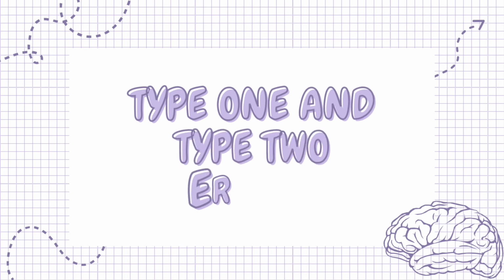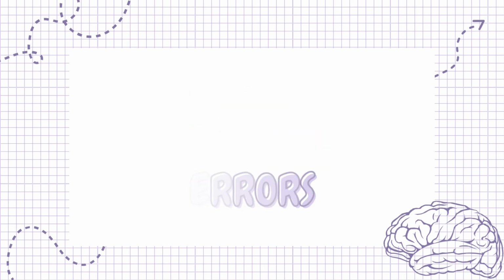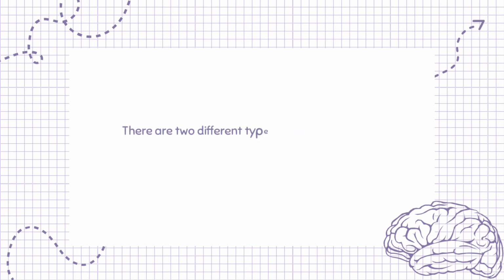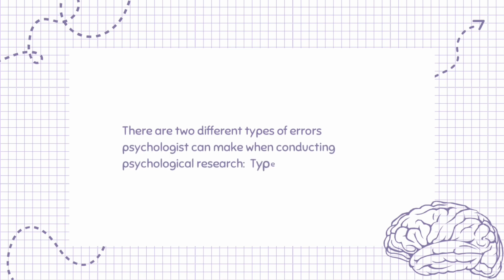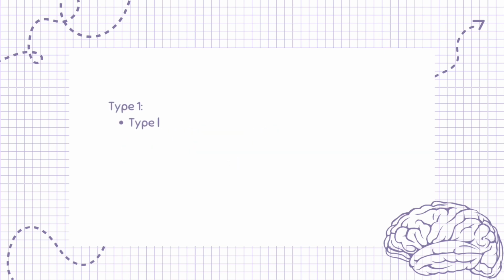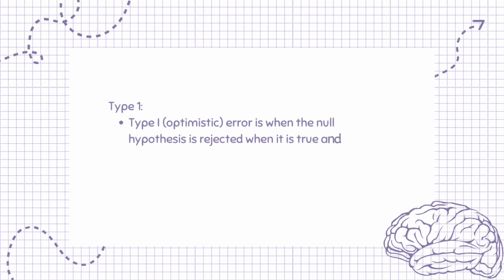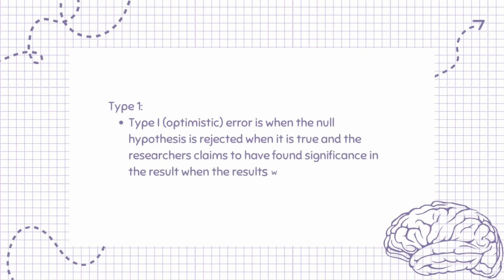Type 1 and Type 2 errors. There are two different types of errors psychologists can make when conducting psychological research: Type 1 and Type 2. Type 1, optimistic, error is when the null hypothesis is rejected when it is true and the researcher claims to have found significance in the result when the results were caused by random variables, a false positive.